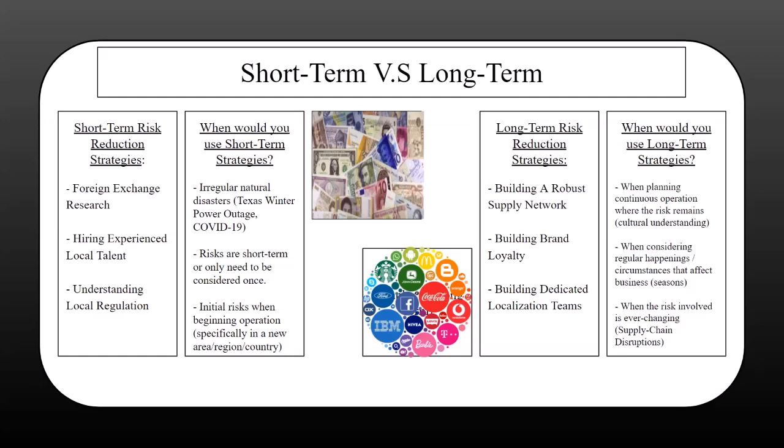When it comes to long-term risk reduction strategies, these tend to last for around 5 years, or up to 5 years. These can include building a robust supply network, building brand loyalty, and building dedicated localization teams. Companies tend to use long-term strategies when planning continuous operations where the risk remains, such as cultural understanding. When considering regular happenings as circumstances that affect businesses, such as different business seasons, and when the risk involved is ever-changing, such as supply chain disruptions.